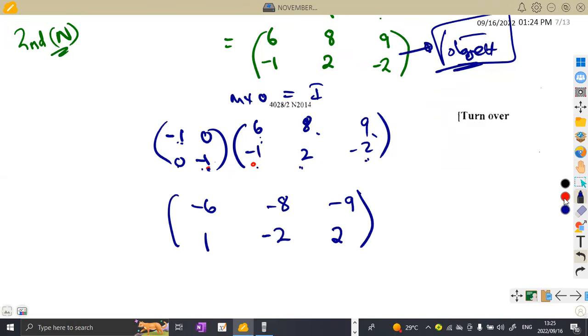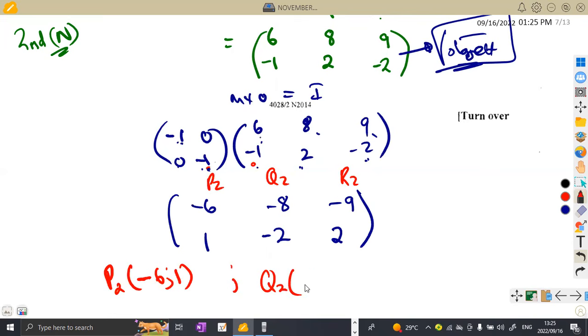So this is now your image, which is P2, Q2, R2. So all the transformations have been used. So now we can write as coordinates to say P2 is going to be (-6, 1). Q2 is going to be (-8, -2).